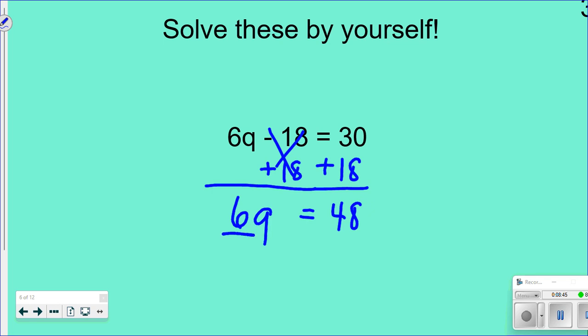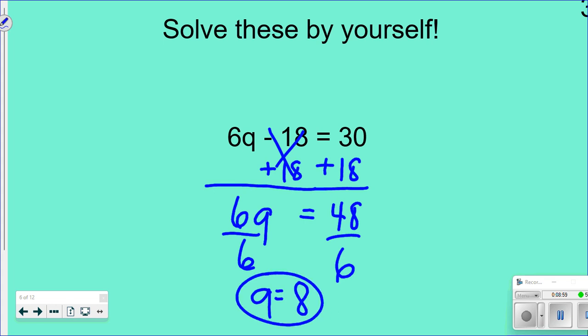Okay, divide by my 6, divide by my 6. Let's see, 6 times 8 is 48, so Q equals, oh, I'm sorry, 6 times 8 would be 48, so Q equals 8. Oops. If I put it back in, it should check out.